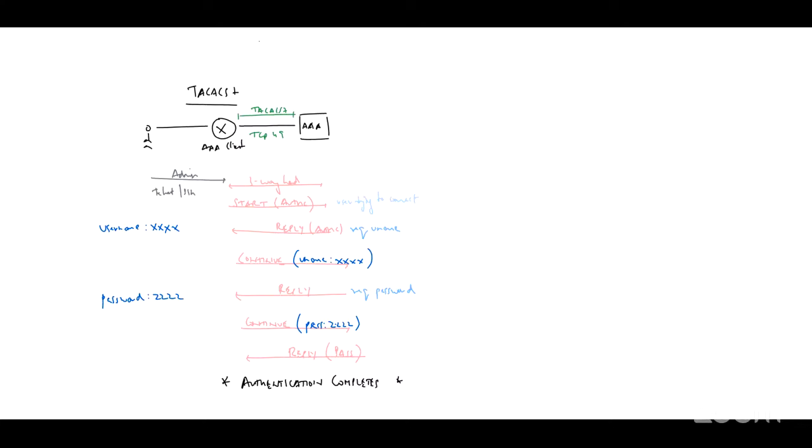If you look at it from a messaging perspective, there are only three types of messages utilized in authentication in TACACS Plus: start, continue, and reply. Start is always going to be used to begin the authentication request. It will tell the server that there is an incoming authentication request. This will always be from the client to the server.